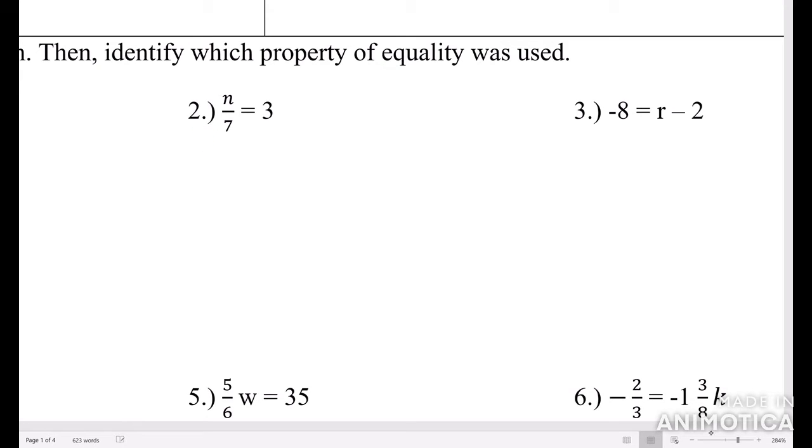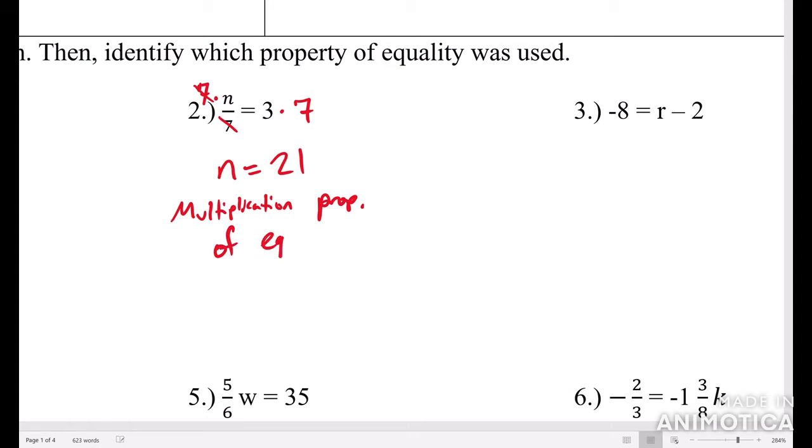In fact, I don't like where that makes it look like I was only multiplying the bottom. We're really multiplying the top. So multiply by 7 over there. These 7s are going to cancel, and I'm left with n equals 21. So in that case, we multiplied. That is the multiplication property of equality.